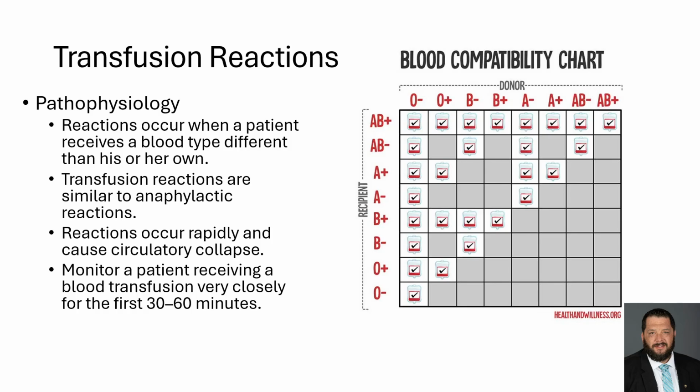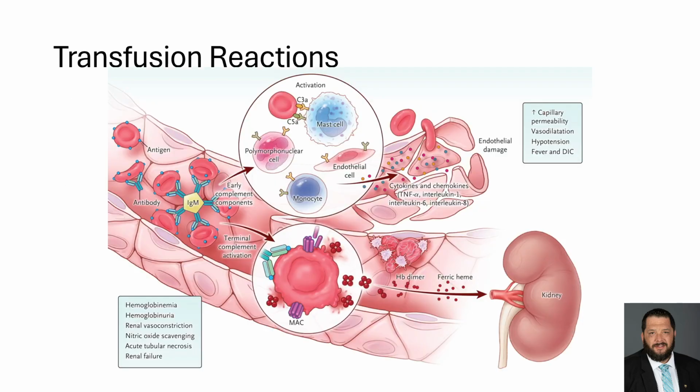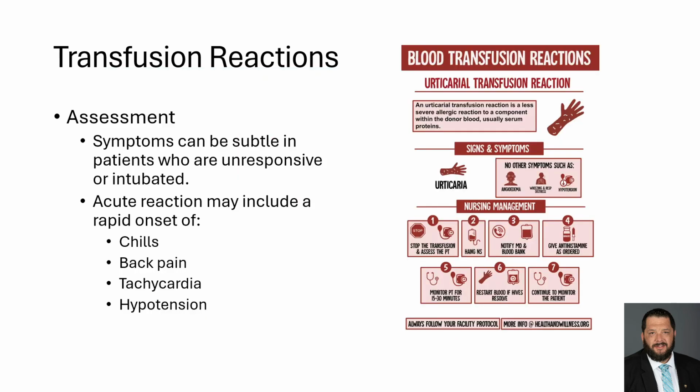Reactions can occur rapidly and may cause circulatory collapse, and you should monitor patients that are receiving blood transfusions, especially for the first 30 to 60 minutes. You can see here a breakdown of what occurs during a transfusion reaction. Some of the complications that we see are things like hemoglobinuria, renal failure, acute vasoconstriction, and you may even see a classic urticarial or anaphylactic response or allergic reaction.